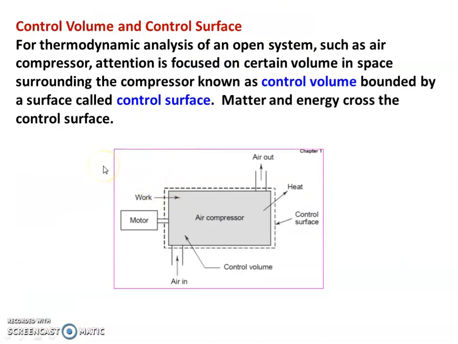Then open system. Now what we are going to study is the open system. For thermodynamic analysis of an open system such as an air compressor, this is an air compressor, attention is focused on a certain volume in space surrounding the compressor, known as the control volume, bounded by the surface called the control surface. Matter and energy cross the control surface. So control volume and control surface.